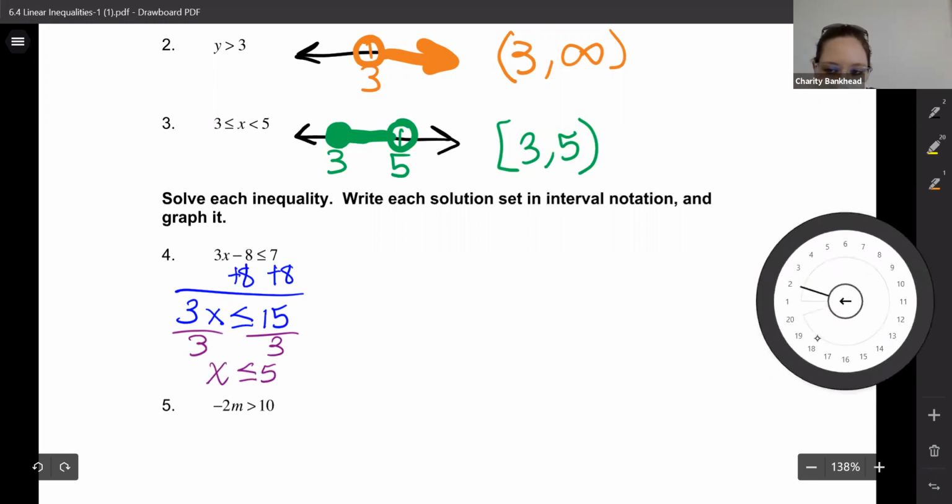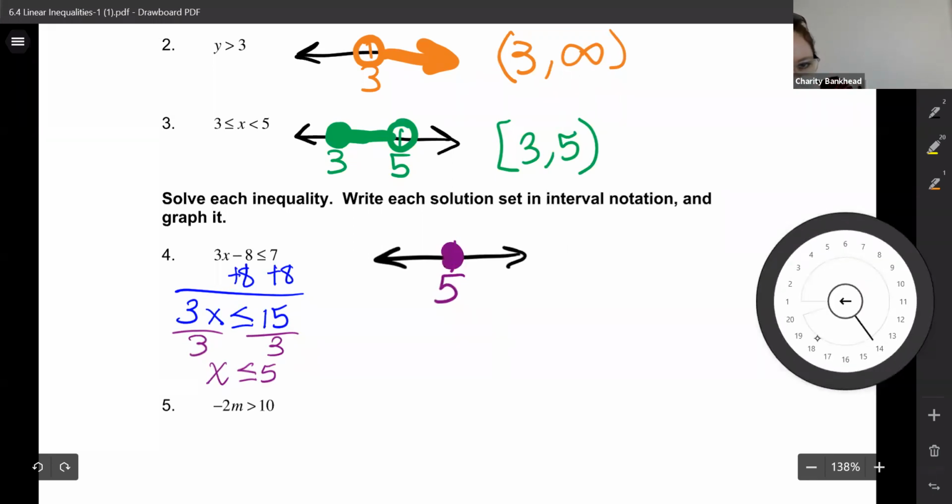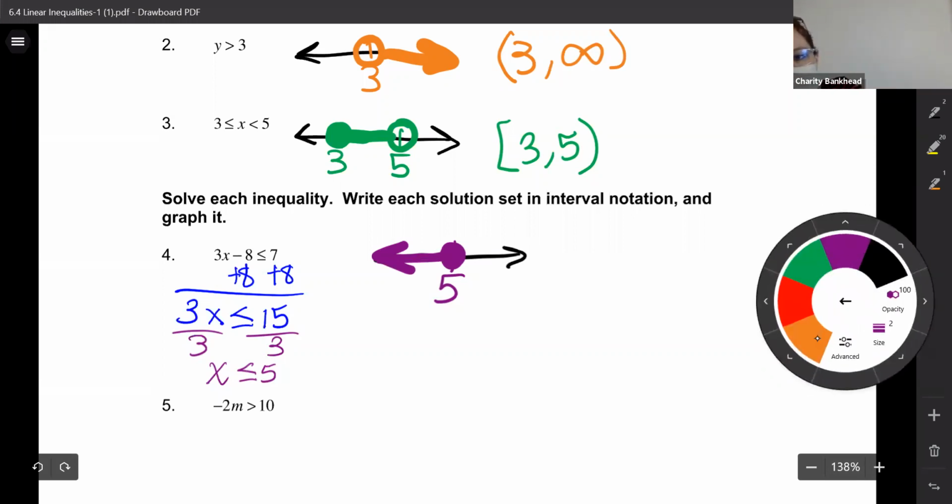So then I'm going to do my number line with a 5 on it. And it's going to be a solid dot there. And then it's x is less than, so I'm going to shade that to the left. And then my interval notation would be parentheses, negative infinity, comma 5, bracket.